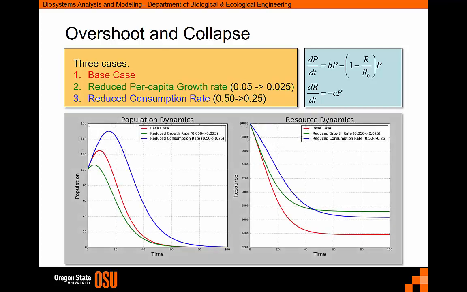Here's the model output. These are traces through time of the modeled population and resource levels. In all cases, the population increases initially, but ultimately crashes as the resource becomes depleted. It appears from our model behavior that reducing the per capita consumption rate is a more useful strategy than lowering the per capita birth rates for maximizing the population's lifespan.